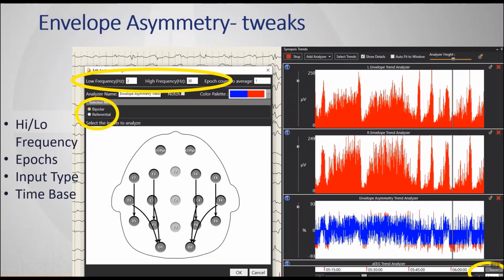Now here with the envelope asymmetry, the things that we can tweak, again, are the high and the low frequency that are involved in the data analysis. You could choose, again, how many epochs. These I would keep the same as the envelope trend just to be consistent. And the same thing with the electrodes that you choose, and whether they're bipolar or referential, and the time base.